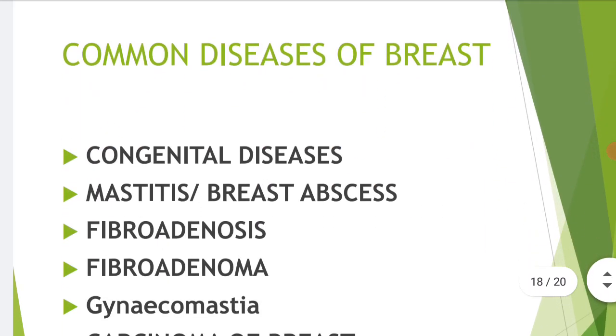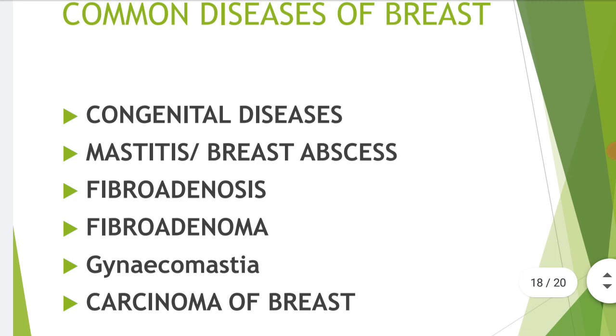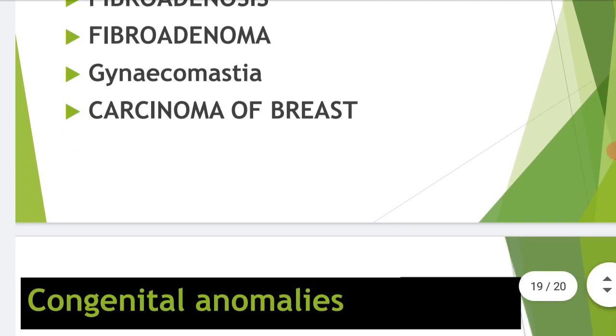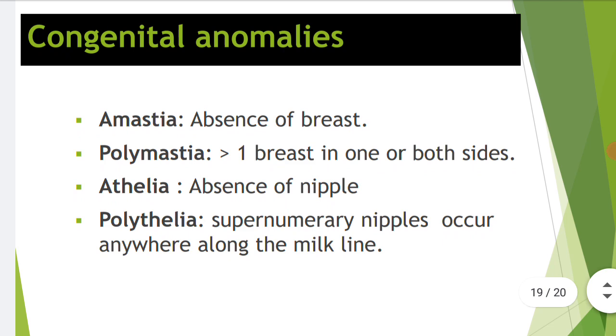The common diseases of the breast seen are congenital anomalies like amastia, polymastia, polythelia, athelia, and mastitis. Mastitis and breast cancer: inflammatory disease of the breast, that is acute mastitis and chronic mastitis both. The other one is tumors, like fibroadenosis and fibroadenoma, which may be benign tumors, gynecomastia, and the malignant tumor, that is carcinoma of the breast. The congenital anomalies include amastia, polymastia, athelia, polythelia, etc.